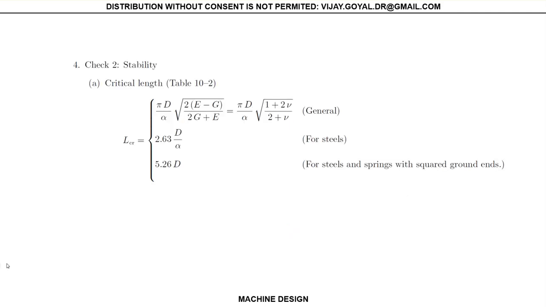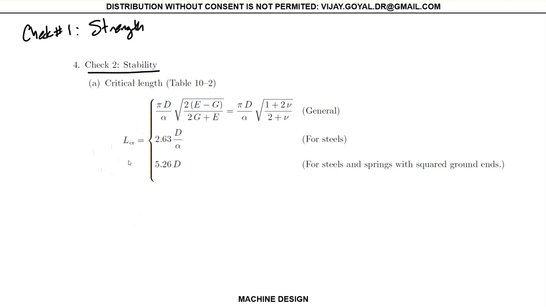Okay, that's important. So note that my check number one was strength. We already did the strength check. Check number two is stability. You want to make sure your springs don't buckle.